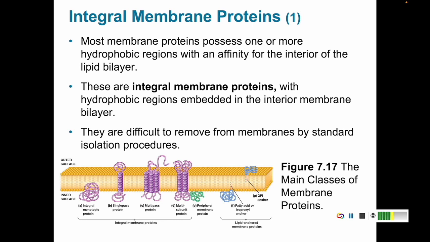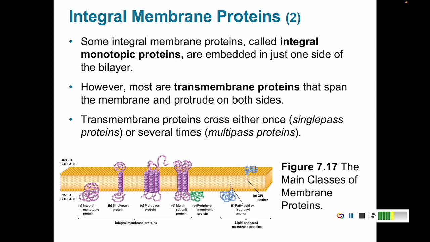Most membrane proteins have one or more hydrophobic regions. Those hydrophobic regions are going to want to interact with the hydrophobic regions of the cell membrane. So integral membrane proteins have their hydrophobic regions embedded into the interior of the membrane, and they're going to be more difficult to remove. Peripheral proteins can be dissolved a little bit more easily, but integral proteins are going to be interacting with that plasma membrane, and it's going to be really hard to get them out.